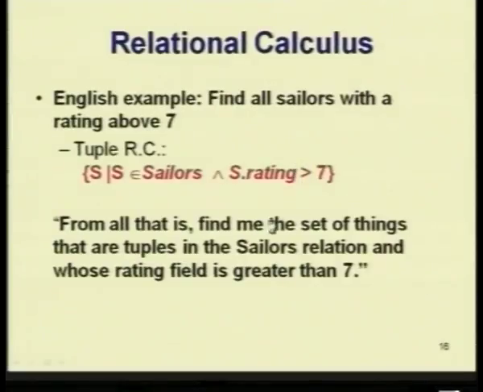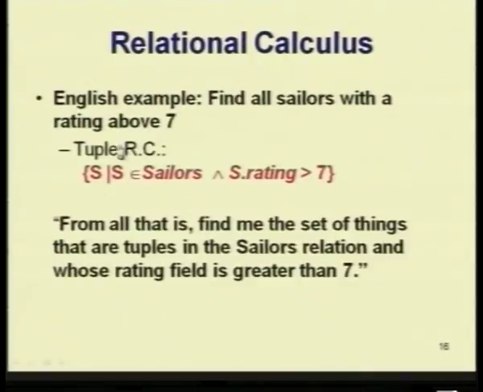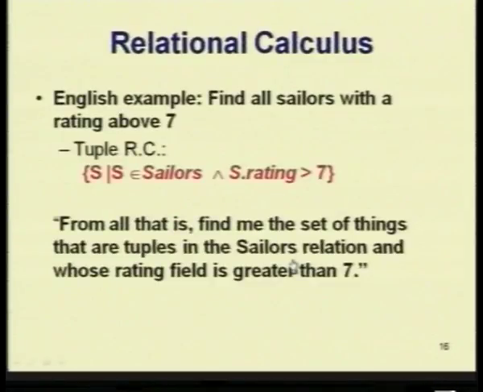It is not telling me to select, retrieve, or do intersection. Please note, this is a predicate. It is asking me to find all the sailors from this relation, and I want the rating to be greater than 7. So I will get only 9, 8 and 10, I will not get this tuple. I will get only these 3 tuples, that is what this is stating.